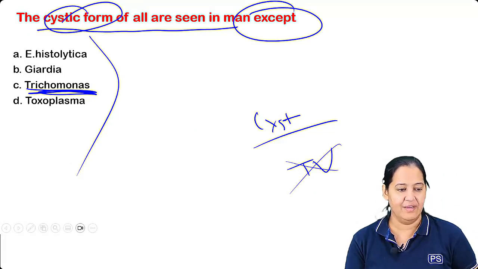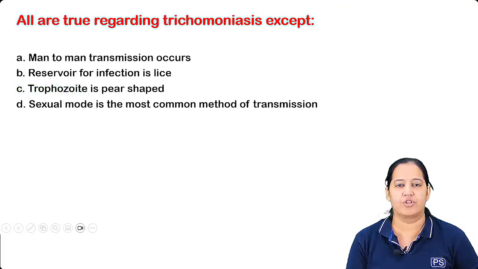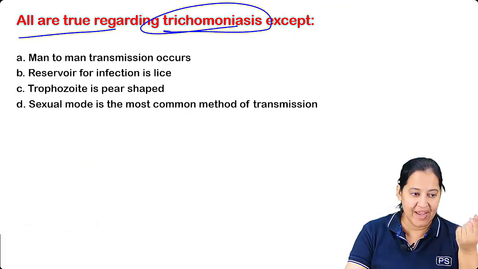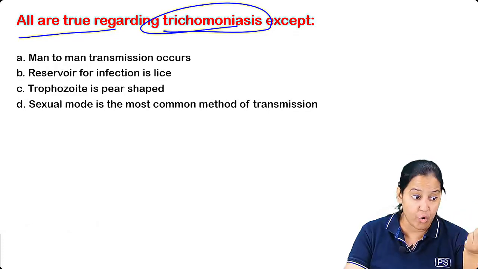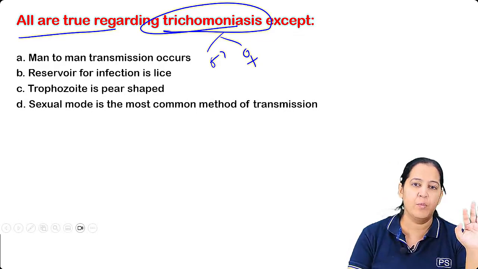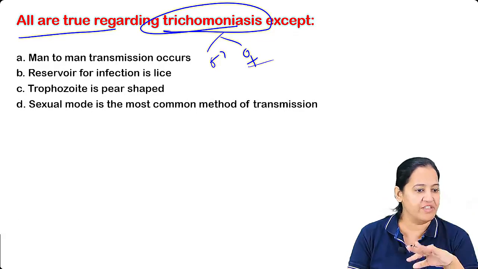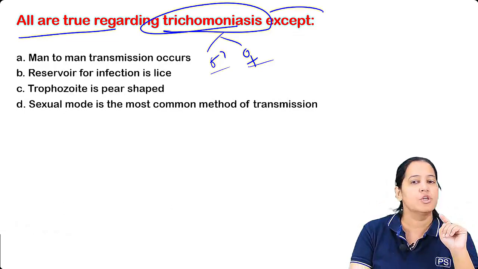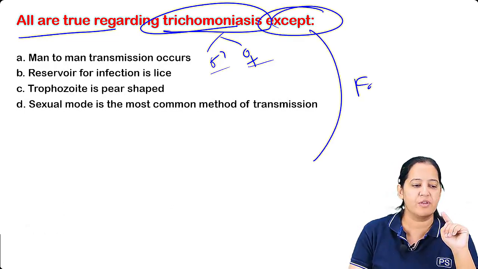Can I move? Yes. Very common question. All are true for trichomoniasis. Trichomoniasis is the disease caused by trichomonas in males and females. The symptoms are different, but the disease is the same. In females, it's strawberry vagina, angry-looking vagina. In males, it's urethritis, but the name of the disease is trichomoniasis. So what is not true? Among the four statements, which one is false?